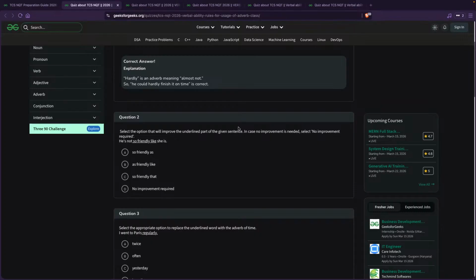Select the option that will improve the underlined part of the given sentence. In case no improvement is needed, select no improvement required. He is not so friendly like she is. He is not so friendly as she is. He is not as friendly as she is.